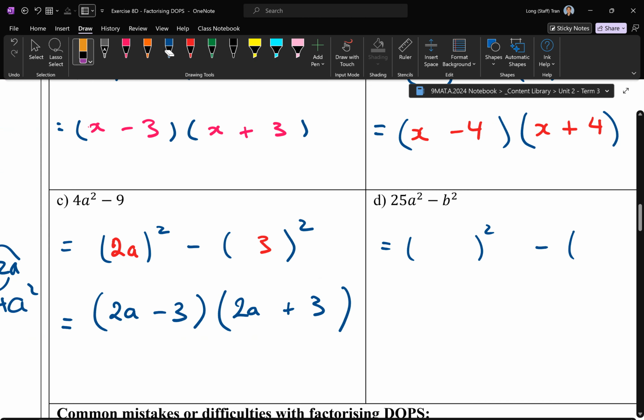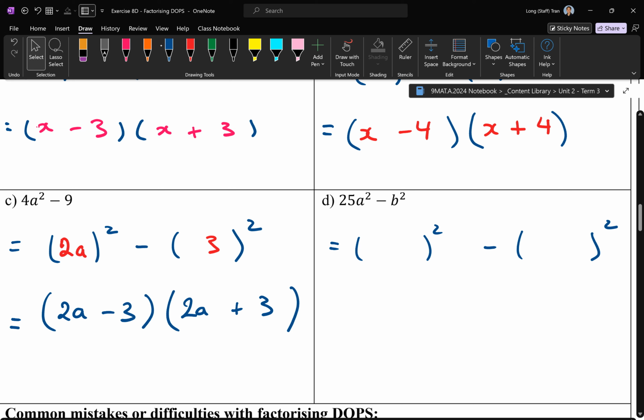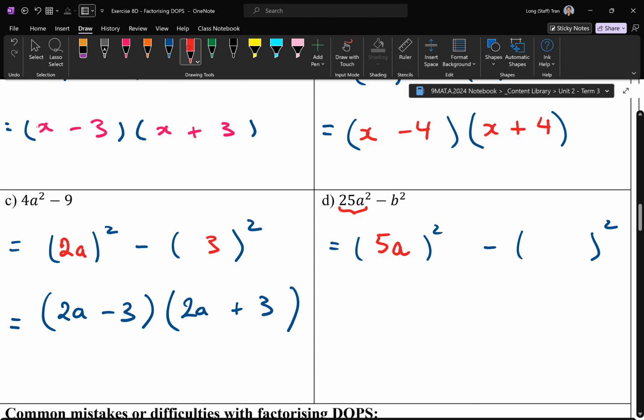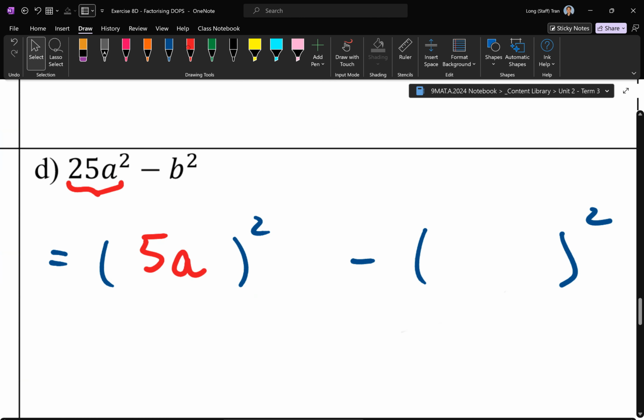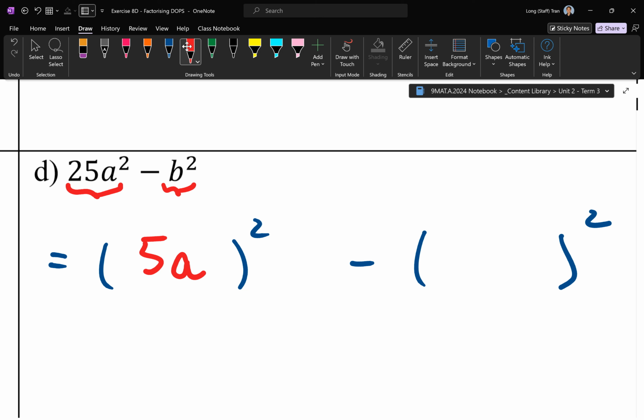D is the same thing. So your job is to figure out what numbers go inside the bracket because you need something squared minus something squared. That's what difference of perfect squares is. So here we go. We'll do the same. What number multiplied by itself gives you 25a squared? Avia? 5. 5 what? 5a. Very good. So you can see here 5a times 5a gives 25a squared. What about the next one? Let's go with Kaylee. What would I multiply to get you b squared?